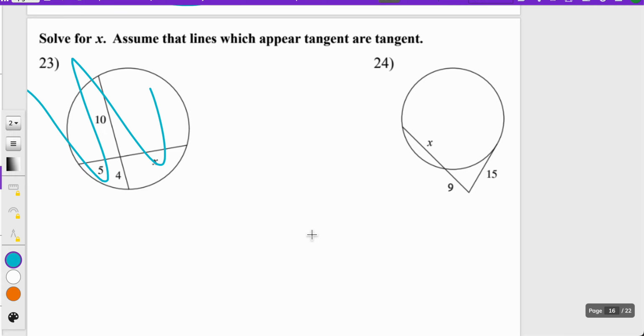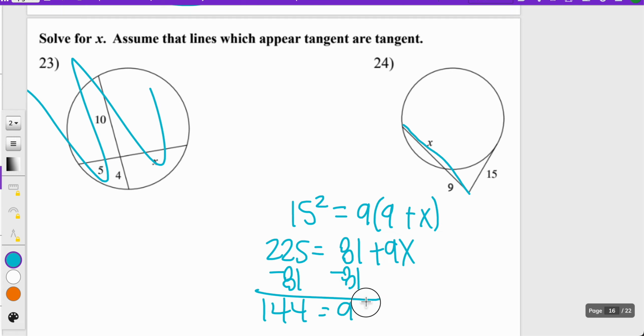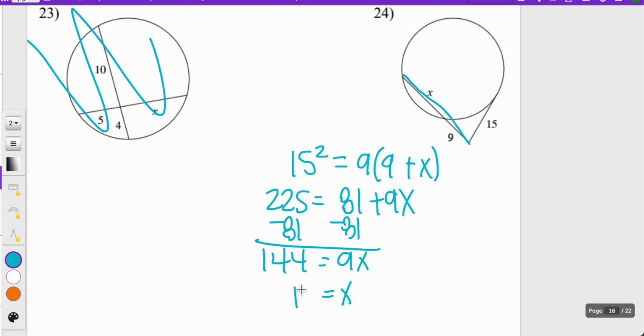24 is up next. So for these, this is where you have your shorter side squared is equal to your short plus long side. So 15 squared is equal to 9 times 9 plus x, that entire secant right here. So this will be 225 is equal to 81 plus 9x. Subtracting 81 from both sides, I'm going to get 144 equals 9x. So that means x is equal to 16.